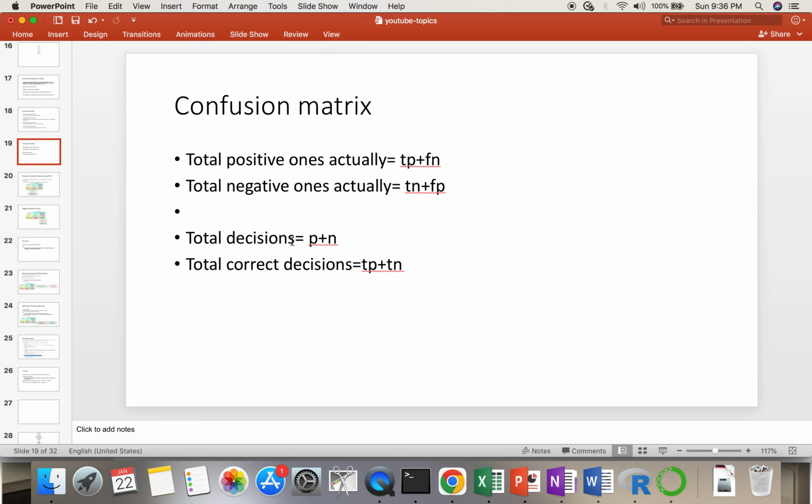The total decisions that we need to make are the positive cases plus the negative cases in reality. The sum of those is the total decisions. And the total correct decisions we made will be whatever was predicted positive and is true. That's a correct decision. Whatever was predicted negative and is true is also a correct decision.